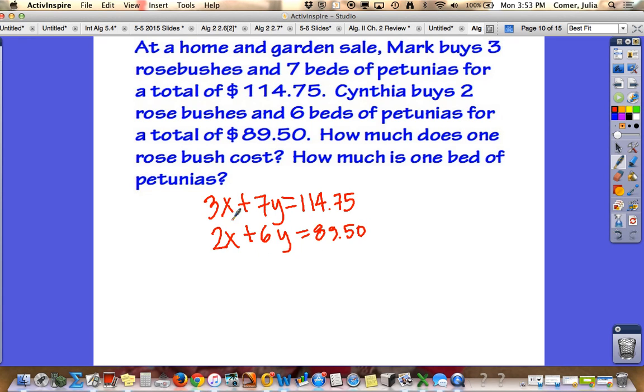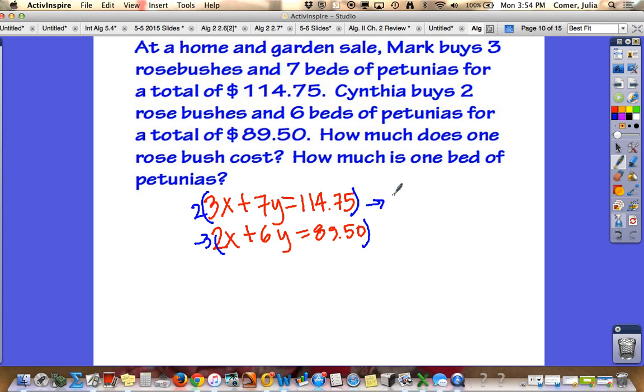Okay, so once again, I don't have any variables that are going to drop out. I want them to. So I'm looking at my x's, and it looks like I could get them to be a positive 6x and a negative 6x, and that would work pretty nicely to get that to drop out. So what am I going to do? I'm going to multiply that first one by a positive 2. I'm going to multiply the second equation by a negative 3.